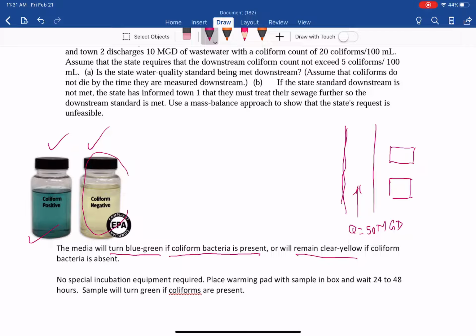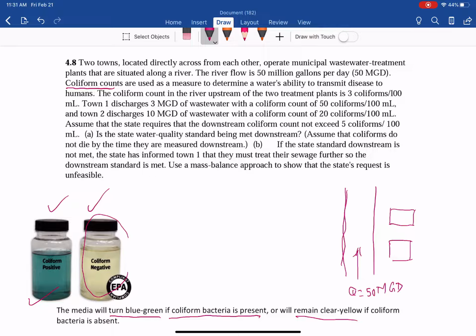Of course, this is much easier than the other tests because there is no special incubation equipment. You wait for 24 to 48 hours, and only the color change will indicate any pathogenic bacteria inside the sample. So coliform counts are used as a measure to determine a water's ability to transmit disease to humans, pathogens.